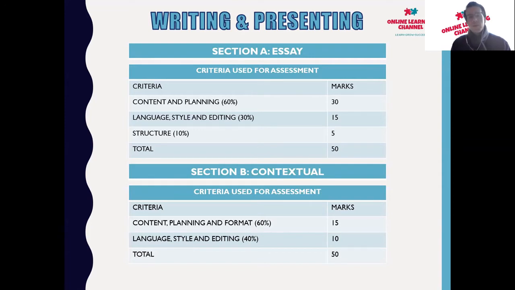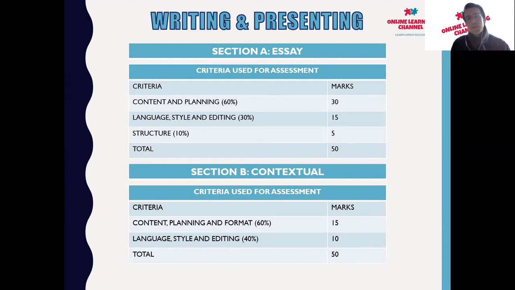Then 30% of your final mark will be dedicated to the language utilized within the essay, the style, and the actual editing that is evident within your essay. Obviously, the editing would take place in the planning section, but the style and tone, together with the language utilized in your essay, is going to be marked out of 15, which would equal 30% of your final mark. And then the actual structure of the essay is going to have an impact on your final mark. You can see that 10% of your final mark is going to be assessed on your ability to structure your essay accordingly.